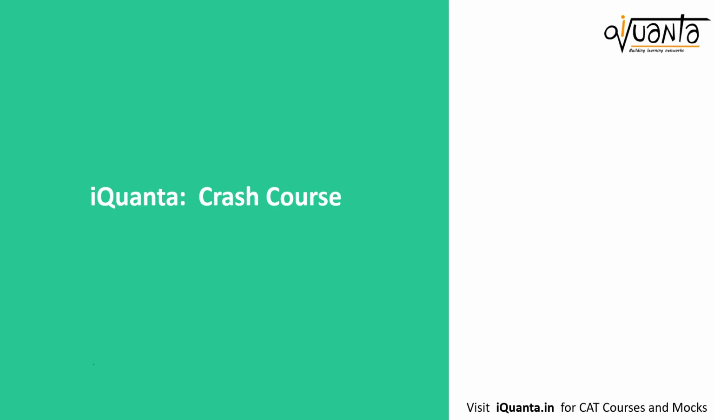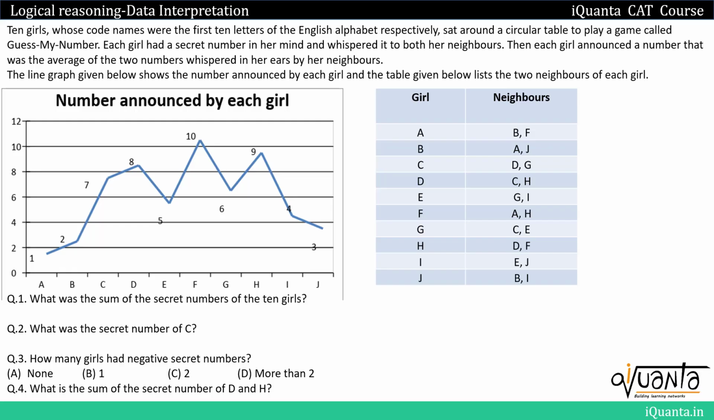Hello everyone. We'll try to solve a logical reasoning set in this question, and it will also involve some concepts related to averages. The question is: 10 girls whose code names were the first 10 letters of the English alphabet respectively sat around a circular table to play a game called Guess My Number.